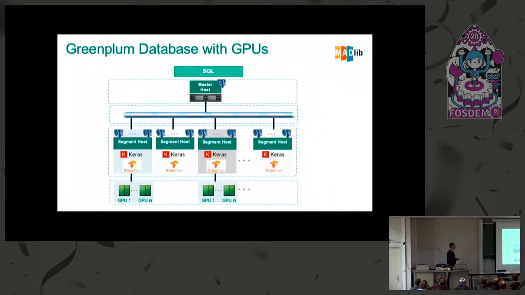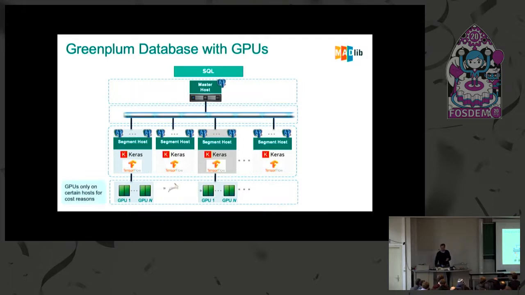And this is what the architecture looks like. As expected, you have a master node and a bunch of workers. You can think of these as many, many Postgres databases running in parallel, and these are on these host machines. On the host machines, you've installed Keras and TensorFlow, which are the libraries we currently support. We also install Apache MADlib there, which is an in-database machine learning library.